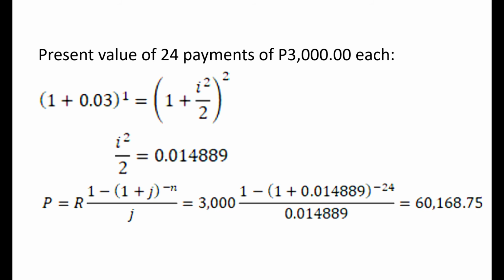So, that came from, first, getting the square roots of both sides of the first equation, and then, using APE, we subtracted 1 from both sides. And then, using this formula for present value involving annuity, if you have some confusions on this, you may refer to one of our previous video lessons on annuity. So, by substitution, we have R, 3,000, j, the value we just computed, and n equivalent to 24 since we have 24 payments. And then using our calculator, we have P equals 60,168 pesos and 75 centavos.